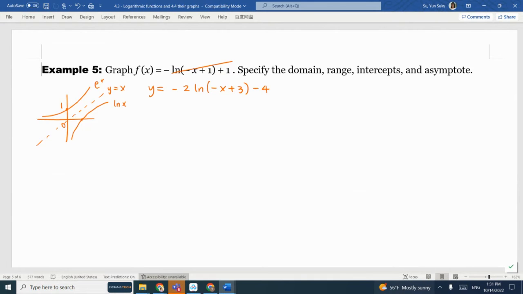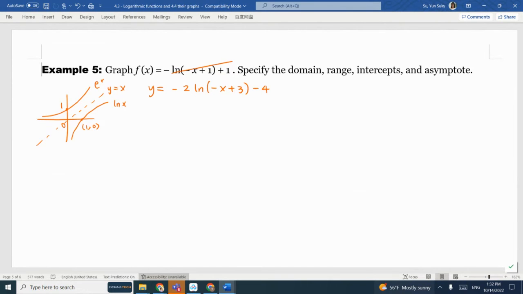Still going up, but curving down a little bit. Okay? So it passed through, what's this point? This point is 1, 0. Okay, everybody? So the key point is 1, 0.